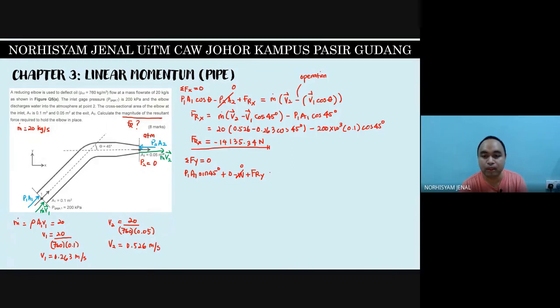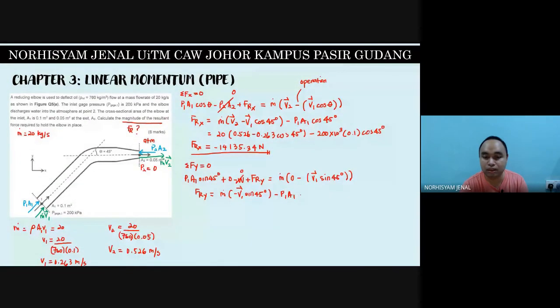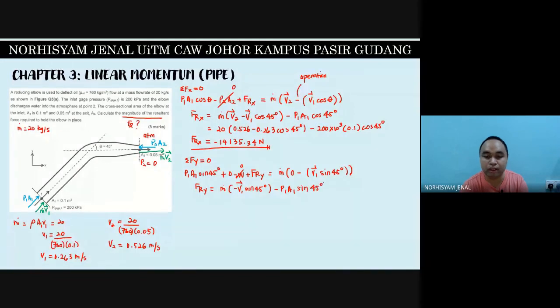We assume going upward equals to M dot. Okay, so check for V2, no Y direction. So equals to zero. And then V1 over here, we have Y direction. So minus, this is an operation. And then the V1 is going upward. So we can just do V1 sine 45 degree. Okay, so P1A1. So we have FRY to be equal to M dot negative V1 sine 45 degree. Okay, minus P1A1 sine 45 degree. So FRY should equal to M dot is 20.